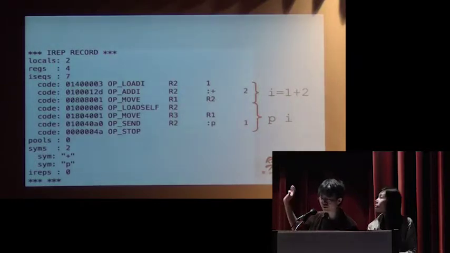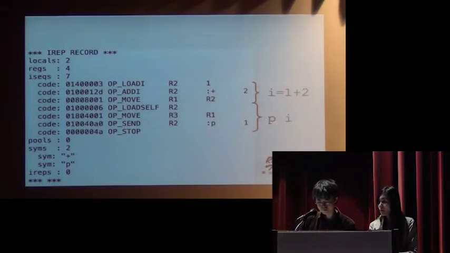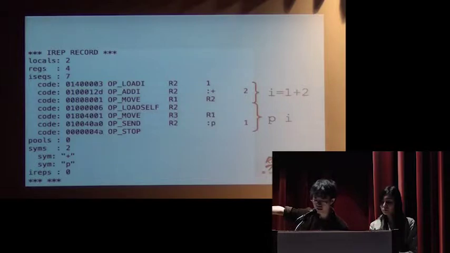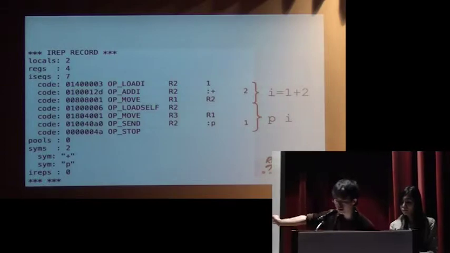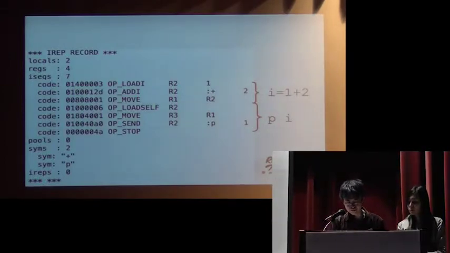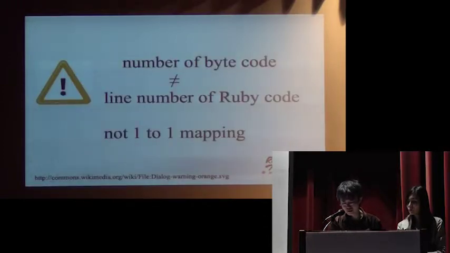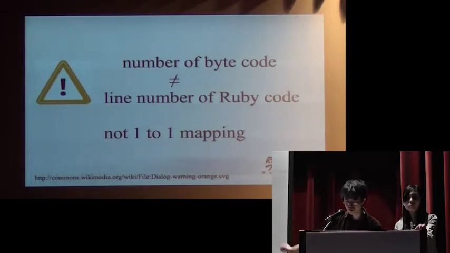You should keep in mind that bytecode and Ruby code are not in a one-to-one relation. This means the first line, a equals 1 plus 2, is converted into 3 codes. And the second line, the p method, is converted into 4 codes. So this is not a one-to-one mapping.